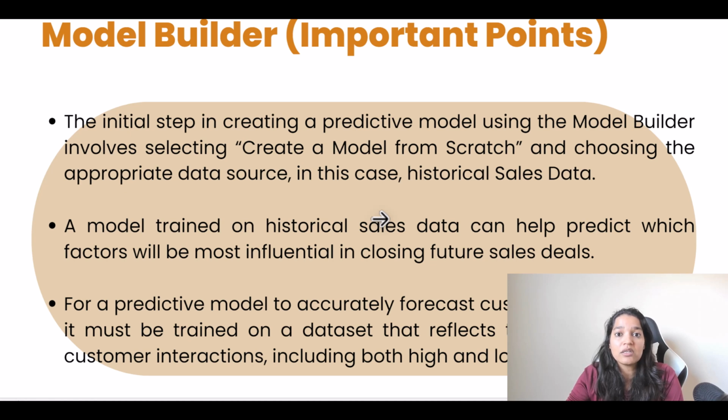And the other important thing is you have to feed a variety of data. For example, if you want your model to forecast customer engagement, you have to feed the data which shows higher engagement, and you also have to feed the data which shows low engagement. And that is how your model will be able to predict accurately about the customer engagement. So you have to feed both sides of the spectrum.